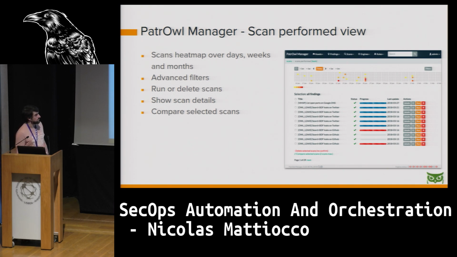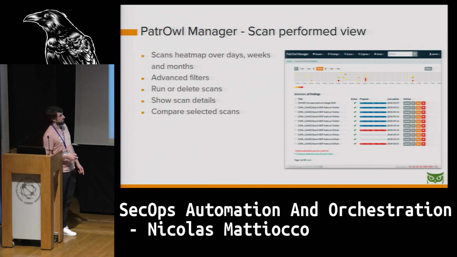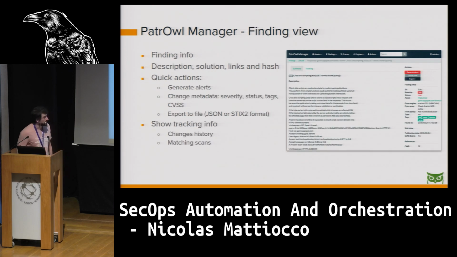You can also have the view of all scans performed every day. I've used the heat map from GitHub to replace this. So if you click on a square, you just go to all scans performed in an hour. So you can quickly go to the scan period. Every finding has a title, a definition, and a solution.